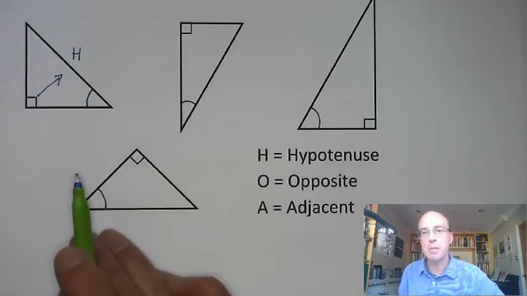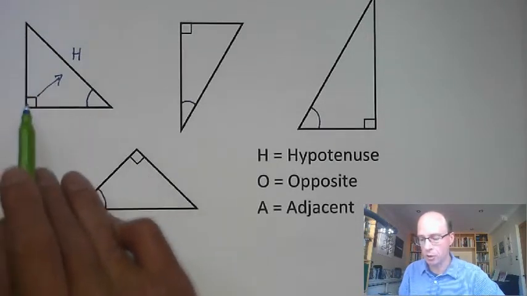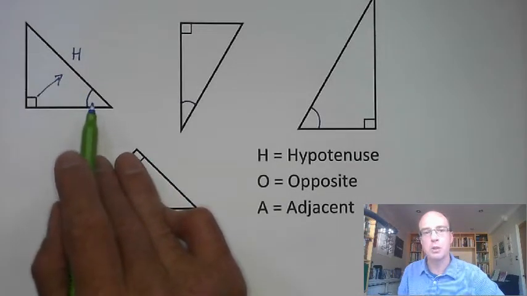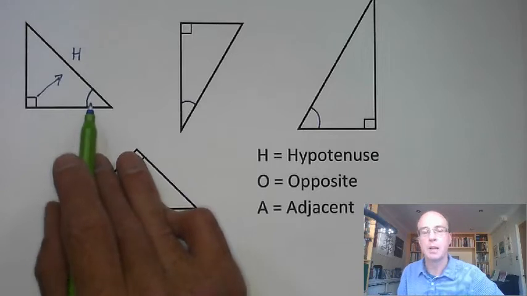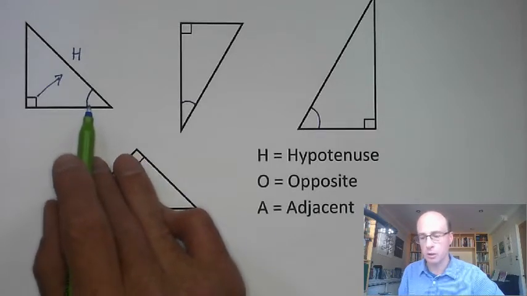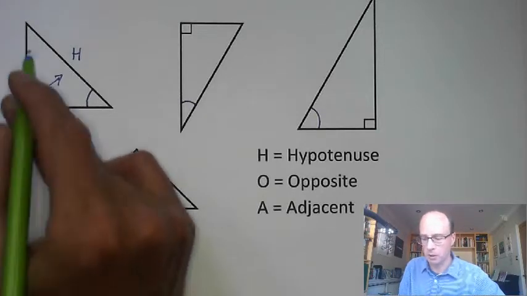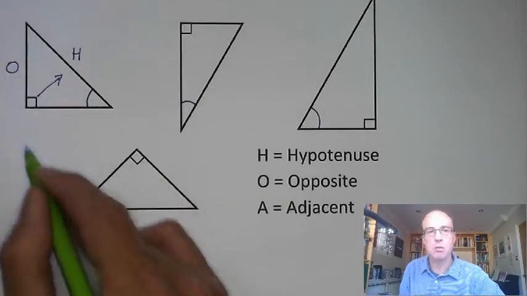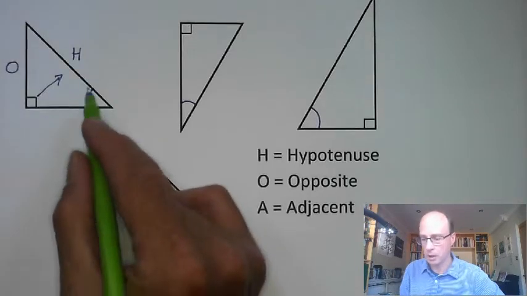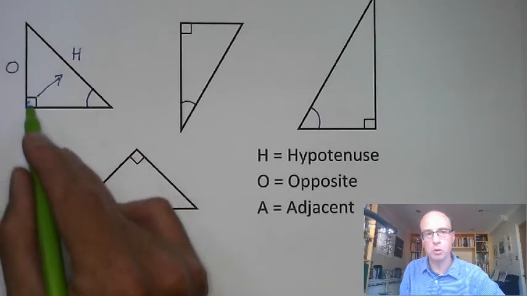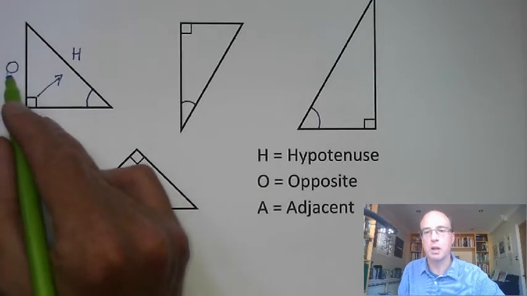I'd then like us to imagine that we're stuck in a triangular room and we're stood in the corner that we're interested in, this angle down here. The wall that I can't touch, which is going to be this one over here, I'm going to call my opposite side and label that with an O. So I'm stood in the corner, I can touch these two, but I can't touch this opposite wall, so I'm going to call that the opposite side, O.